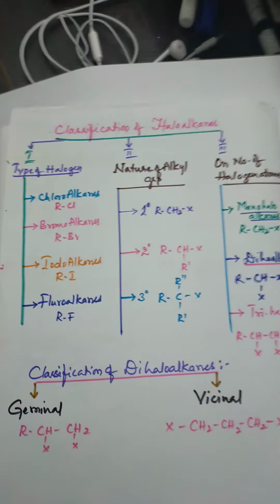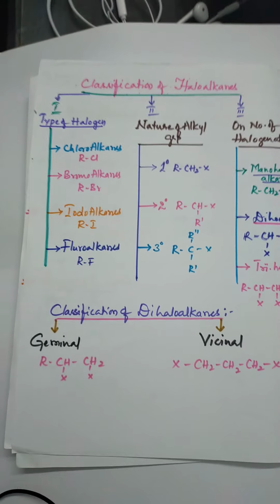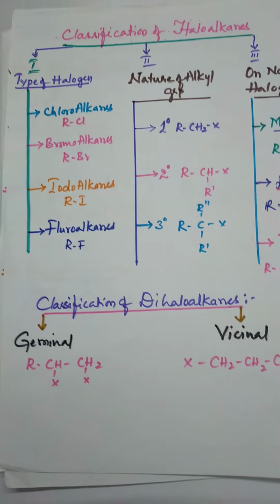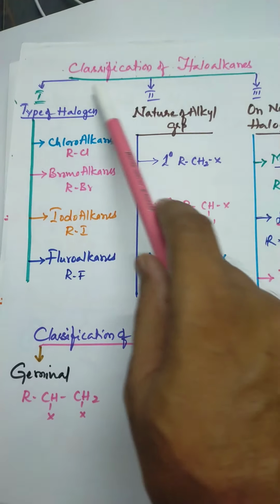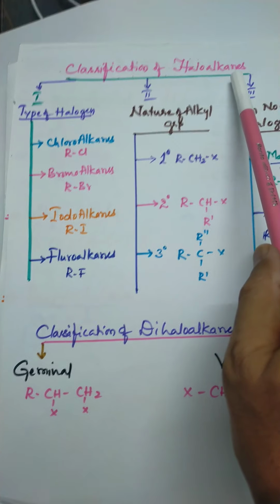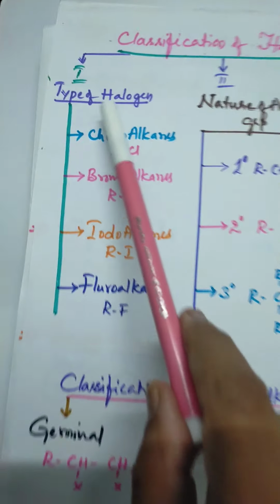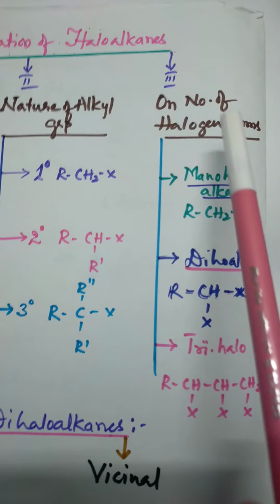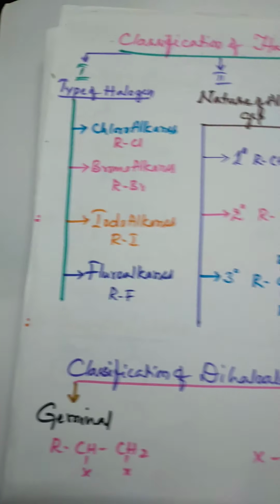So dear students, take the pencils and paper and all the essential things you need, and note down these points. Now, the classification of haloalkanes. The classification of haloalkanes is in three types: depending upon the halogen atom, depending upon the nature of the alkyl group, and the third one is on the number of halogen atoms.